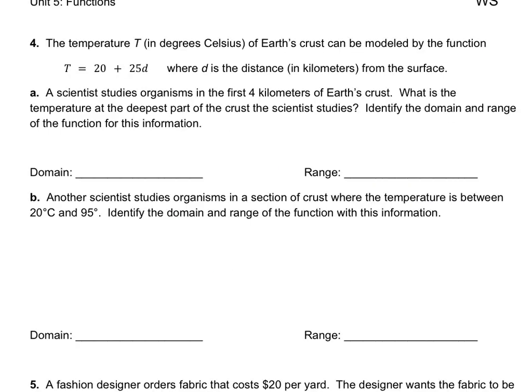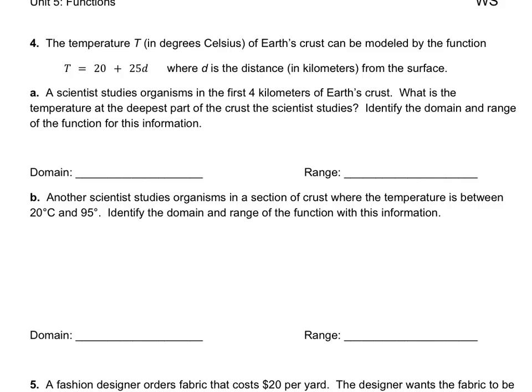So here it says the temperature in degrees Celsius of the Earth's crust can be modeled by the function T equals 20 plus 25d, and d is the distance in kilometers from the surface. It says the scientists study organisms in the first 4 kilometers of the Earth's crust.